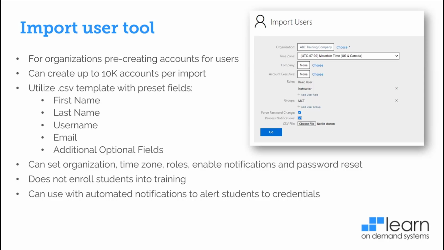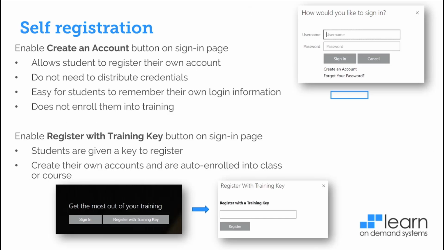So you will then either need to manually enroll the users in classes or course assignments or utilize training keys. While this method speeds up the account creation process, it still may not be the most efficient way of enrolling students into training. The import method still requires staff to create the accounts for the students and distribute credentials. But we have another way that users can get into the system by creating their own accounts.